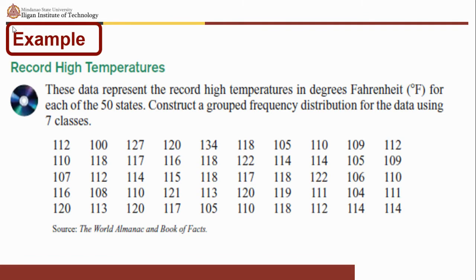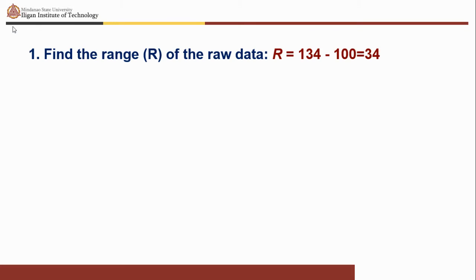Now, let's have an example. Here is the data of the record high temperatures. This data represents the record high temperatures in degrees Fahrenheit for each of 50 states. Construct a grouped frequency distribution for the data using 7 classes. So, these are the data. For us to solve the range, we need to find the highest value, which is equal to 134, and the lowest value is 100. To solve for the range, we have 134 minus 100 equals 34.